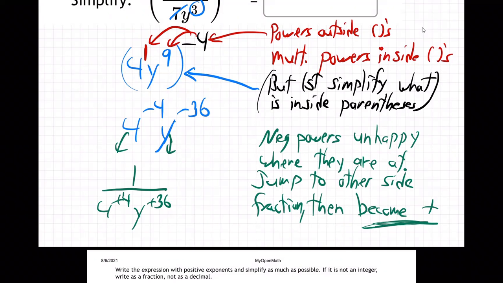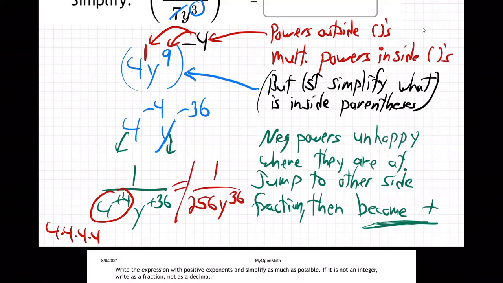Now, last step, let's work this out. What is 4 to the 4th? Well, that means the numbers will work out 4 times 4 times 4 times 4. Just use your calculator and see. 256. So it's going to be 256 y to the 36. So there finally is our answer. Oops, there's a lot of steps, wasn't it?